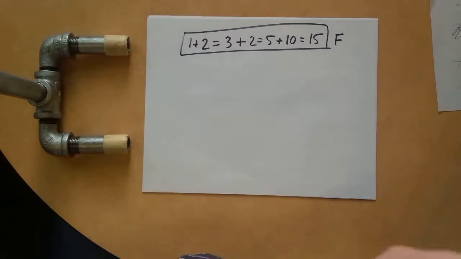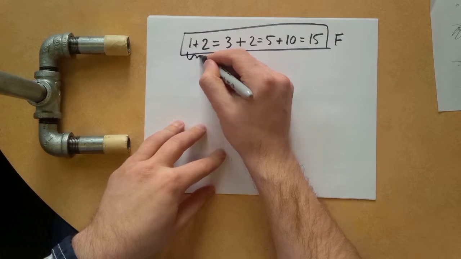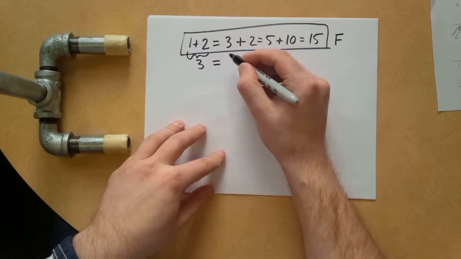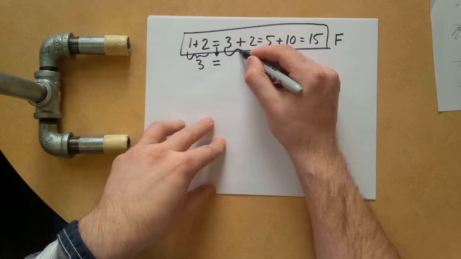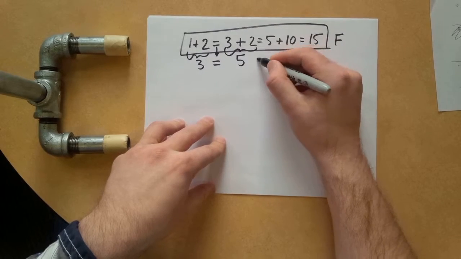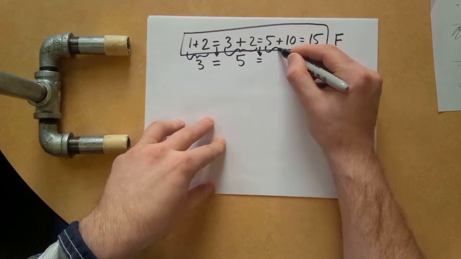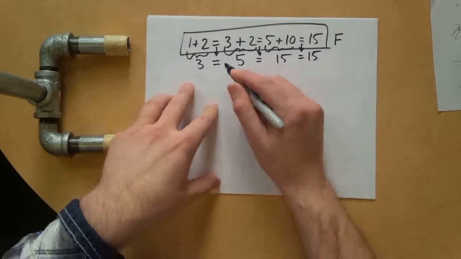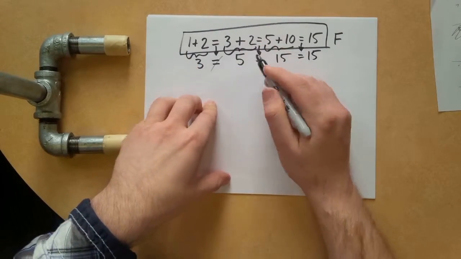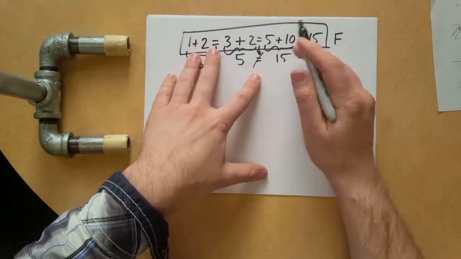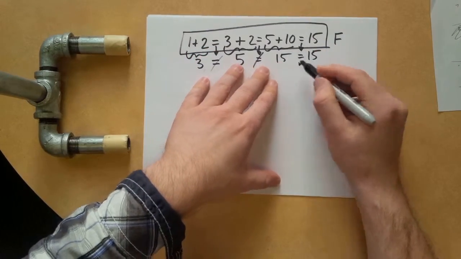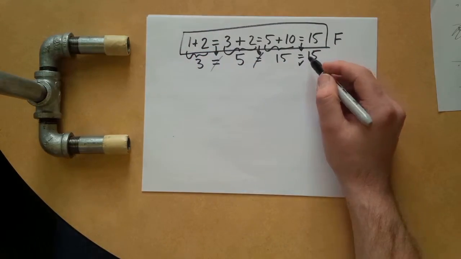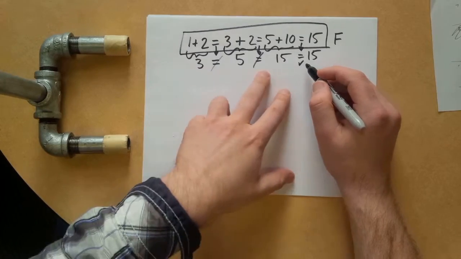And how come it's false? Well, let's just do the math. 1 plus 2, that's 3. Okay, equal sign comes down. 3 plus 2, that's 5. Equal sign comes down. 5 plus 10, that's 15. Equal sign comes down, 15. Well, 3 is not equal to 5, clearly. 5 is not equal to 15, clearly. And 15 is equal to 15 here. So we got 1 out of the 3 is true.